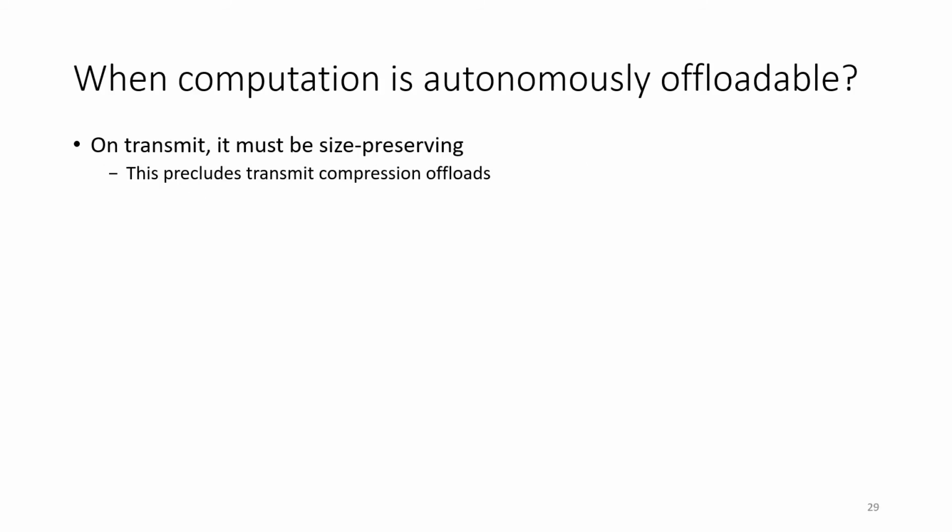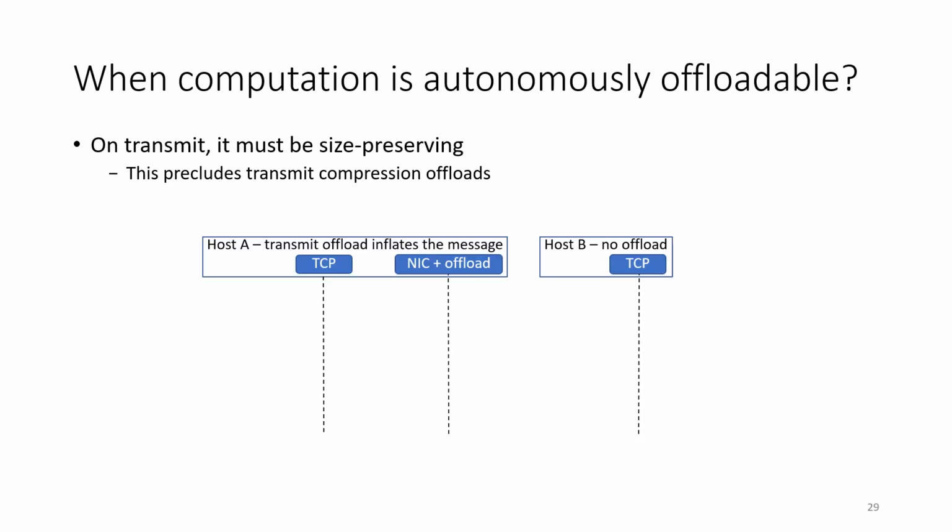Let's see what the properties required for autonomously offloadable computations are. The first property is that on transmit, the offload must be size preserving, preventing compression offloads. We'll use an example to show why this is the case. Assume we have a non-size preserving offload on transmit, and we have host A with an offloading NIC that inflates messages. One example of this is adding TLS message headers and trailers.